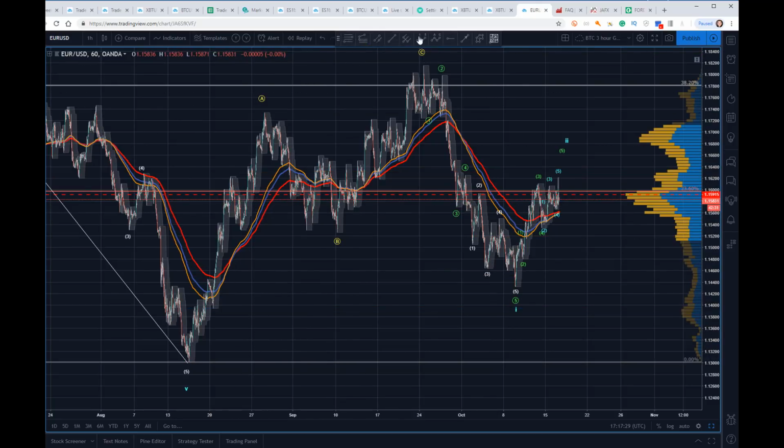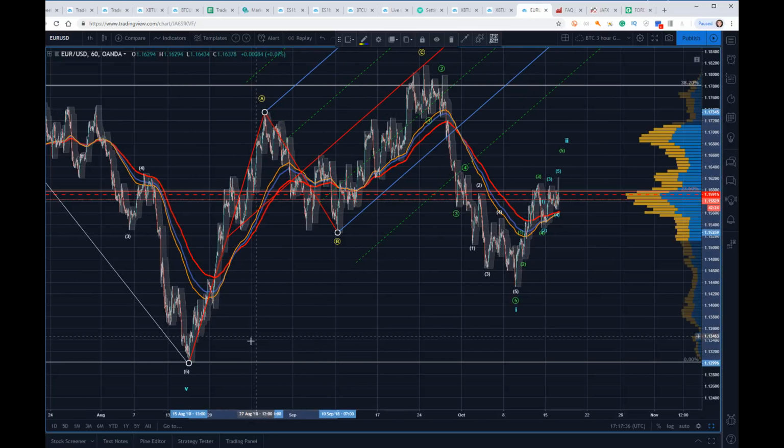So we look there and we think, okay, is there any market geometry that might be helpful here? Now remember, I have this set to modified shift.